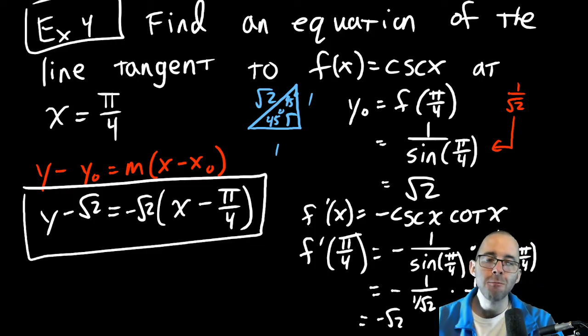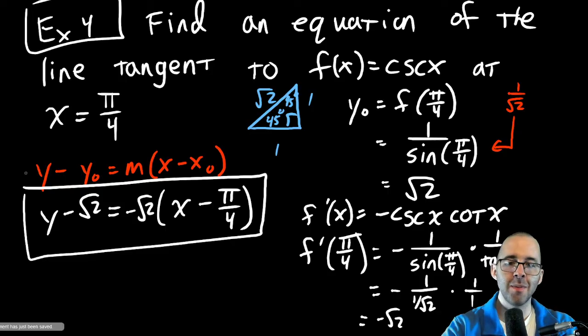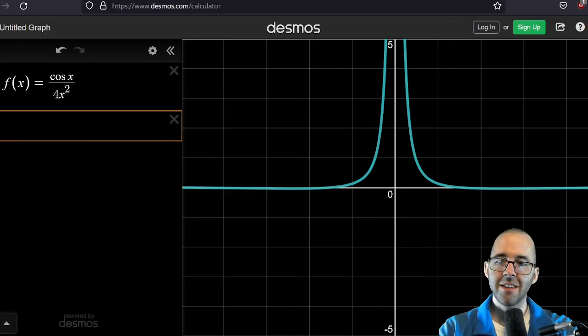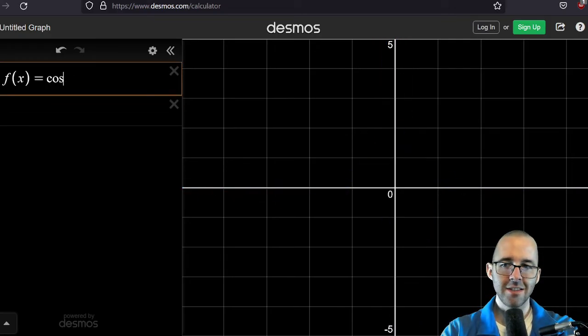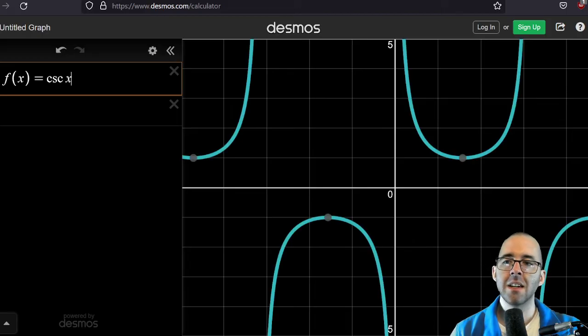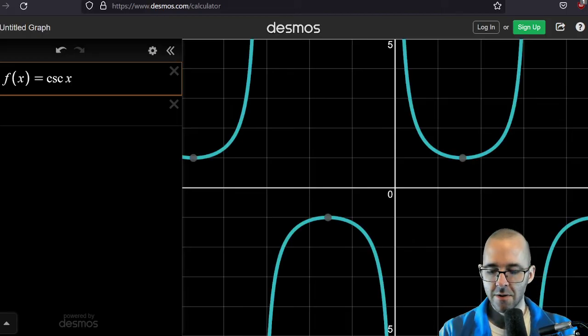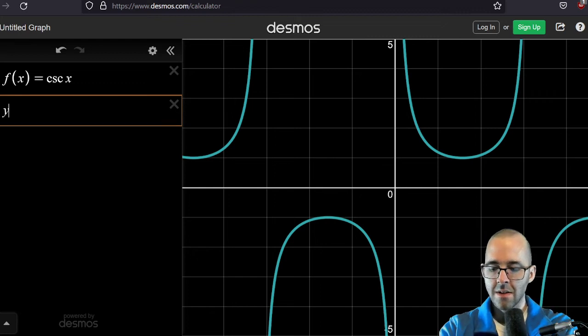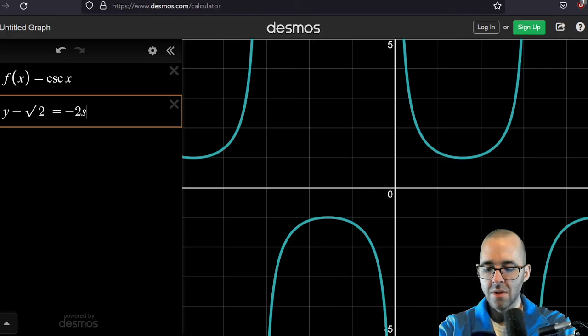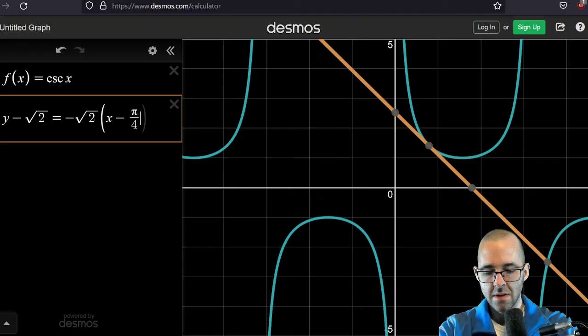And literally every time you're doing a tangent line, just take 15 seconds and graph it. It's really, really obvious to see if you messed up in most situations. All right, we're looking at the tangent line to cosecant at pi over 4. Question is: is it y minus the square root of 2 equals negative square root of 2 times x minus pi over 4?